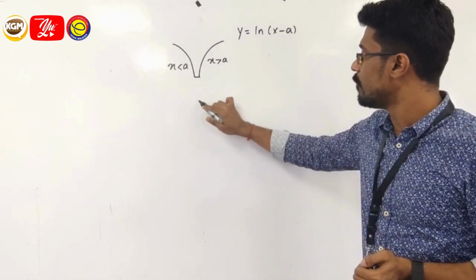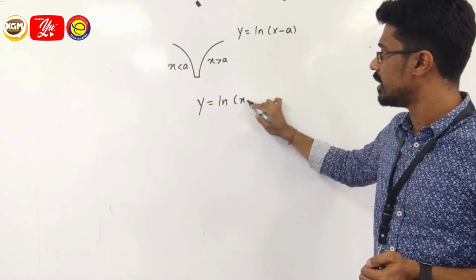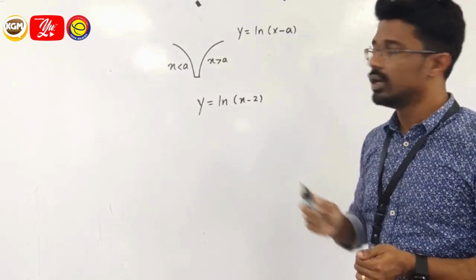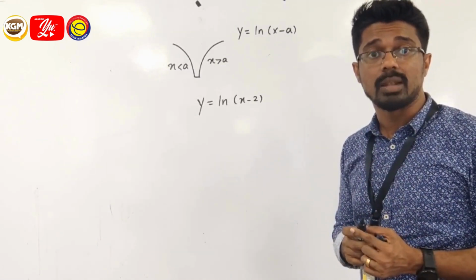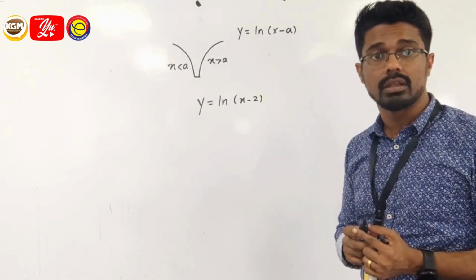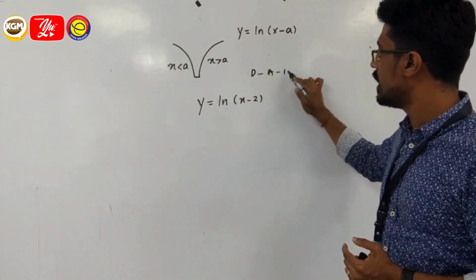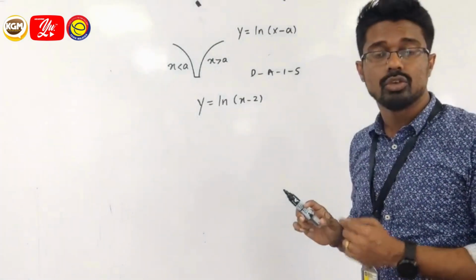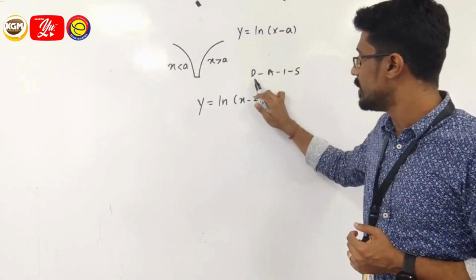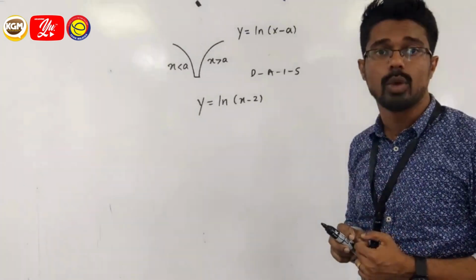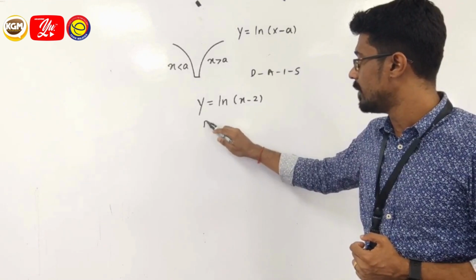So here, let me give you a first example. y equals ln(x − 2). So here, the way to draw this graph is I'll be using something called DAIS method. So what is DAIS? D-A-I-S, DAIS. This method will help us to sketch a graph in an easy way. First is domain. This is the first step that you need to work out for your sketch. So first step, domain.